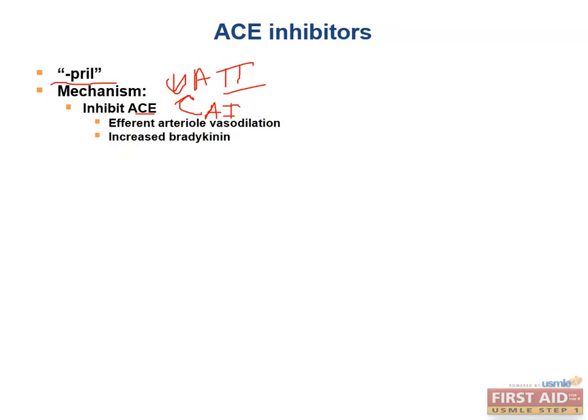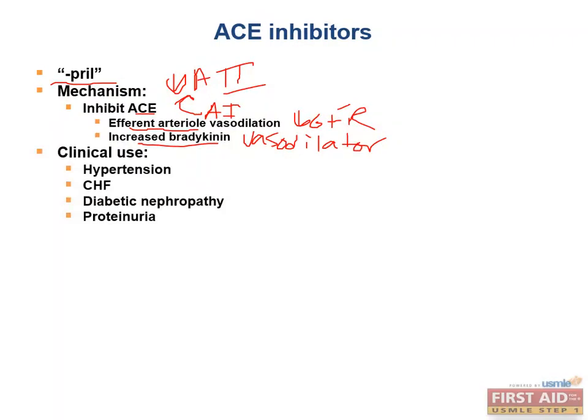So, with reduced angiotensin II levels, this is going to have a number of distinct effects. And first, it's going to cause efferent arteriolar vasodilation in the kidney, which is going to reduce GFR as long as the afferent arteriole remains the same. And it's going to increase bradykinin levels, which is a potent vasodilator.